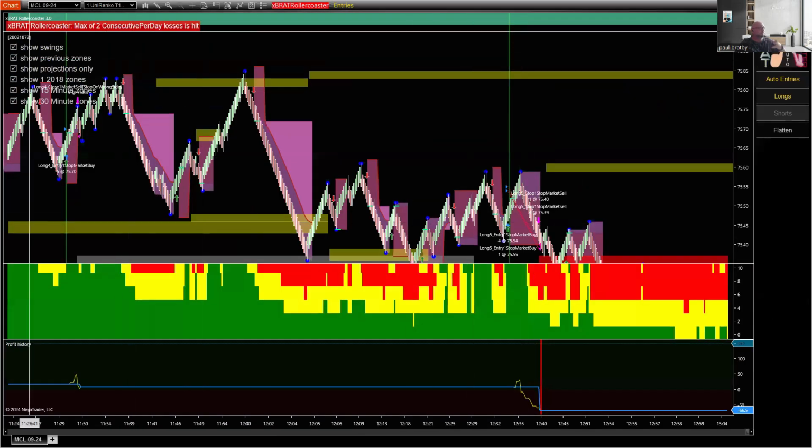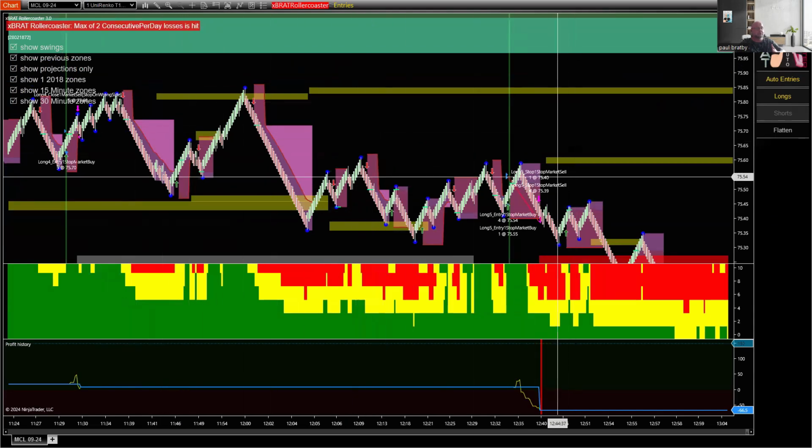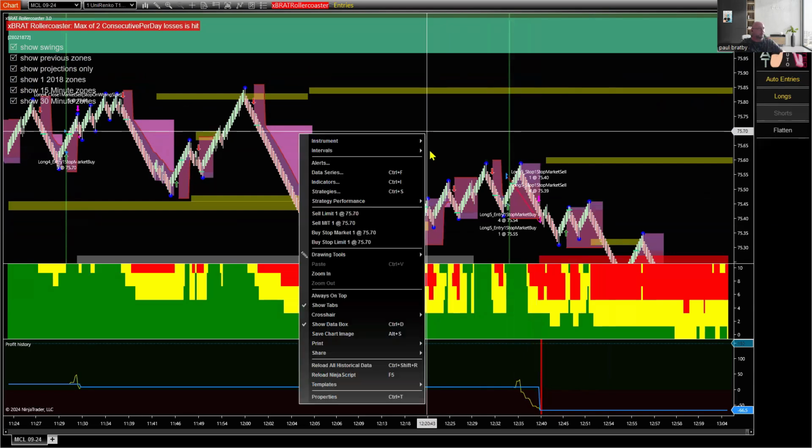Okay, so this is, again, this is why we're in sim on roller coaster. So it's hit the max of 2 consecutive losses per day, so it won't trade for the rest of the day. But there's also max trading drawdowns.